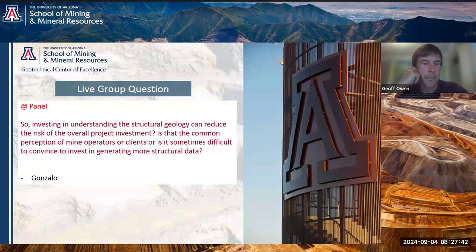So I guess if it is difficult to sell the idea of collecting more structural data, one potential approach would be to look at what are the most cost-effective approaches. What's a cheaper way of doing things to get some data? So at least you can maybe have a small win and then work your way up in the appetite of management and the operations.